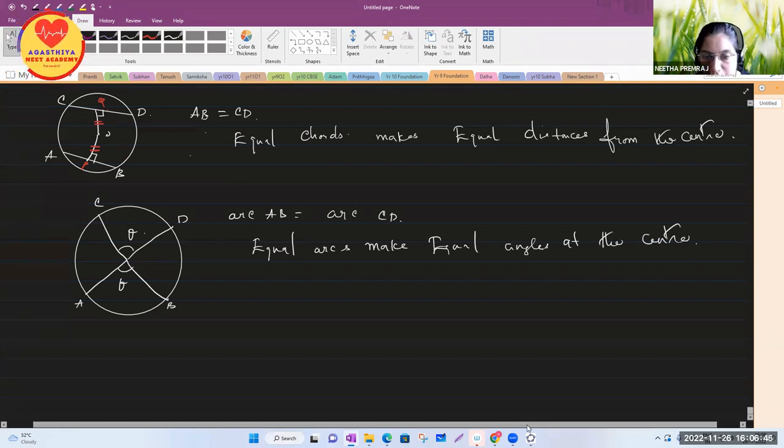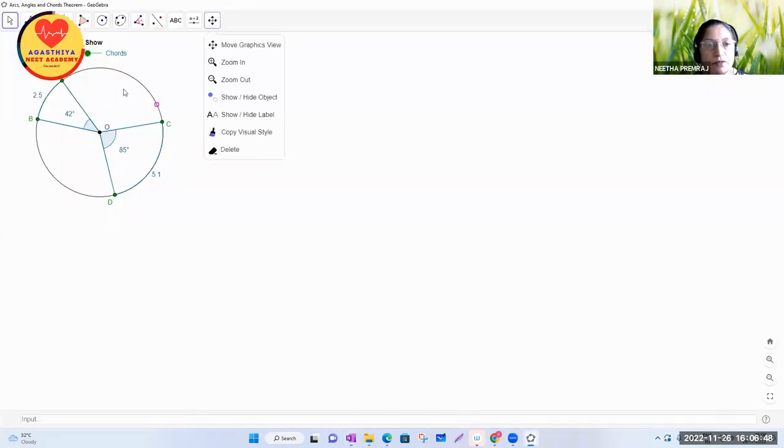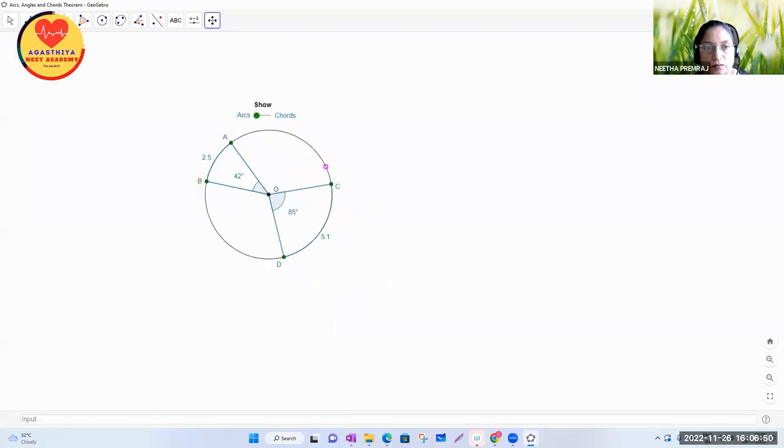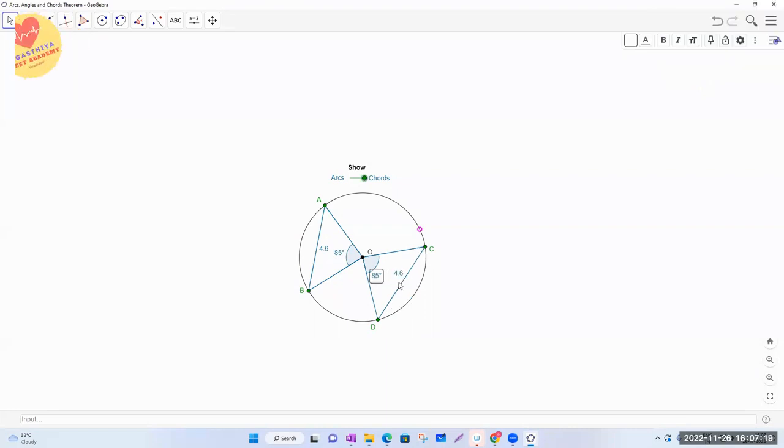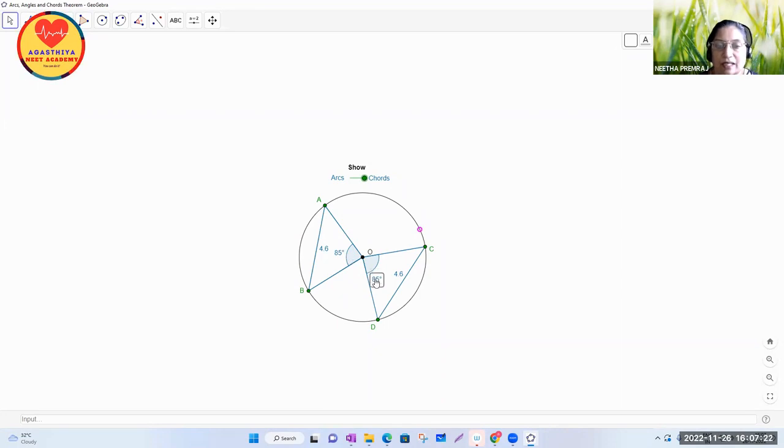I'll show you once again. See, in this one, the arcs or chords, both are different in length, isn't it? See, this is 2.4, this is 4.6. Now I make it equal to that 4.6. What happens, you see? Now you see, both the angles are matching, isn't it? So equal arcs or equal chords make equal angles at the center. Okay, you understood? That's it.